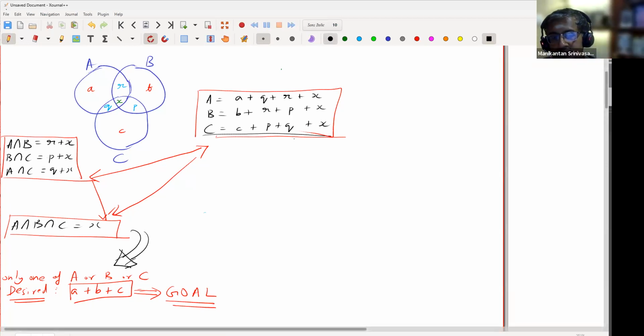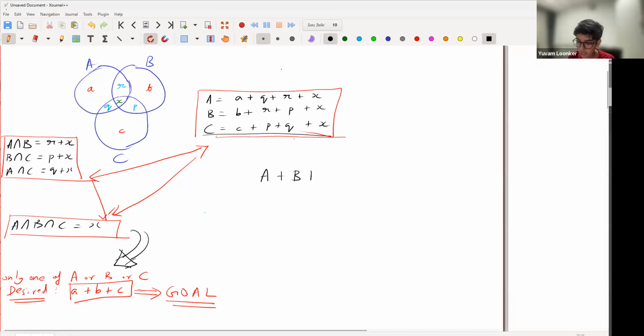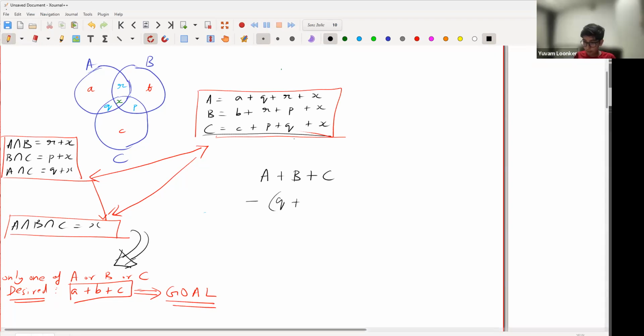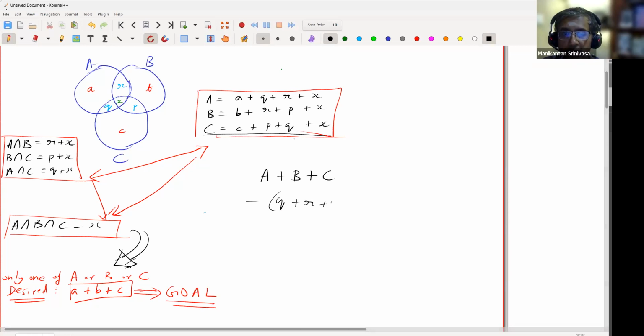Sir, it's capital A plus capital B plus capital C minus small q, minus small r, minus small p. But how do I get small q and small r and small p? That's a problem, right? I don't have access to small q or small r or small p. I only have access to these quantities here. I know what A is, I know what B is, I know what C is. I know A intersection B, which is R plus X. So how do you generate Q plus R plus P separately?